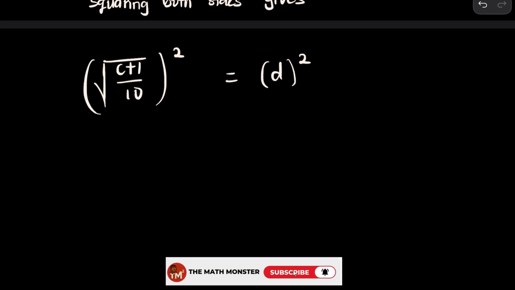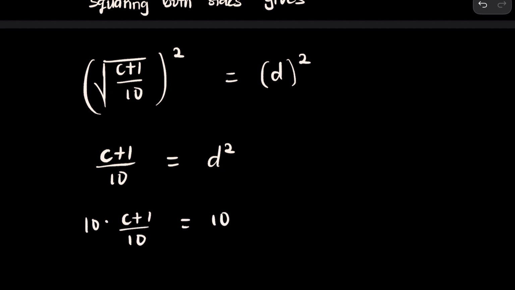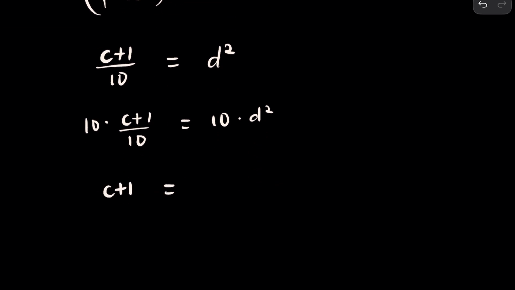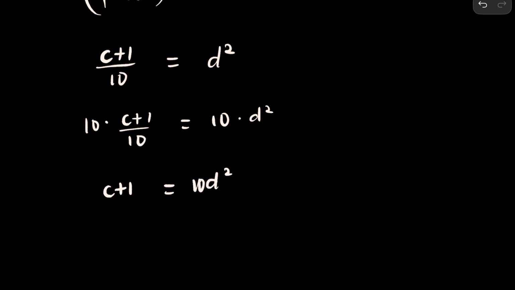Now let's simplify this expression. For the left hand side, the square is going to cancel out the square root, right? And so we are going to have C plus 1 divided by 10 is equal to D squared, right? So we have to multiply through by 10. So we are going to have 10 times C plus 1 divided by 10 is equal to 10 times D squared. And so here, 10 is going to cancel out 10, right? So we are going to have C plus 1 is equal to 10D squared.